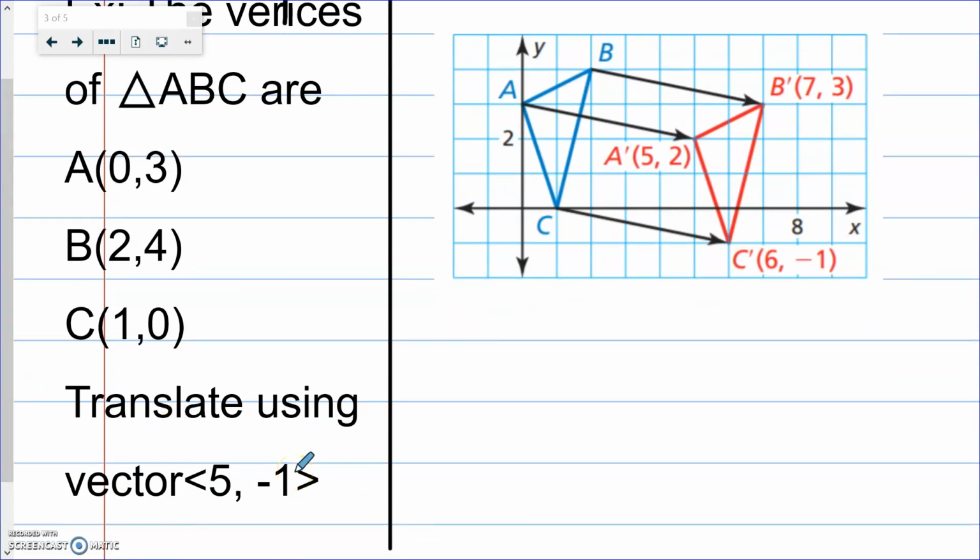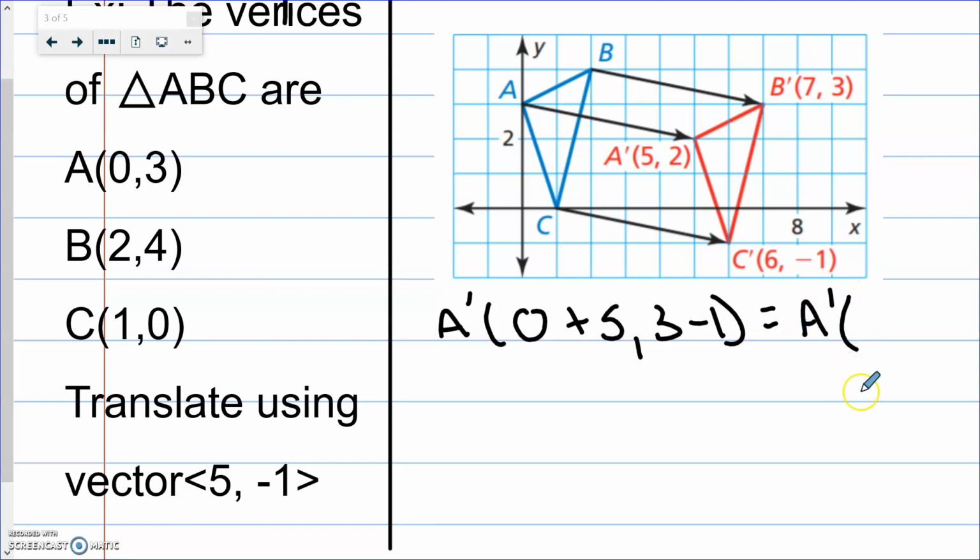So the way we do this is, for A, it's going to be 0 plus 5 and 3 minus 1. So that's going to give us our A prime. 0 plus 5 is 5. 3 minus 1 is 2. So A prime is now going to be 5, 2. This means we're going over 5, down 1. So 1, 2, 3, 4, 5, down 1. Notice that's where A prime is. It's also going to be found at 5, 2.